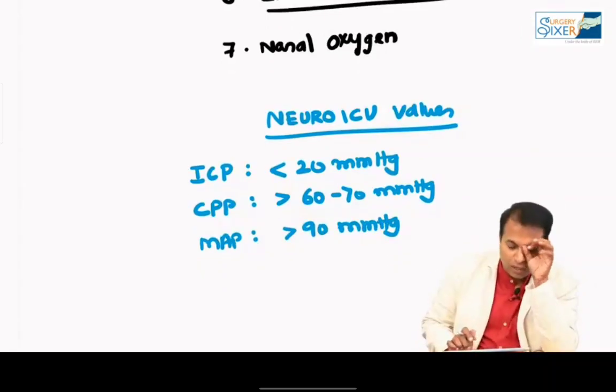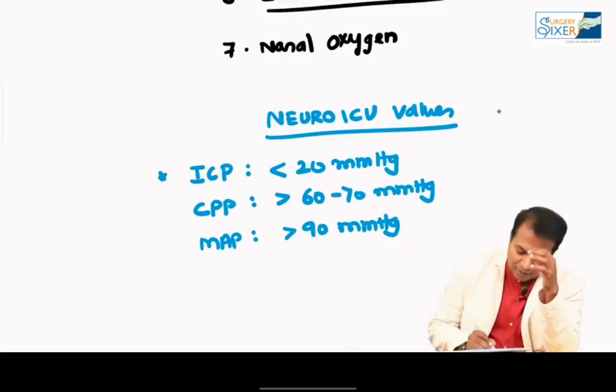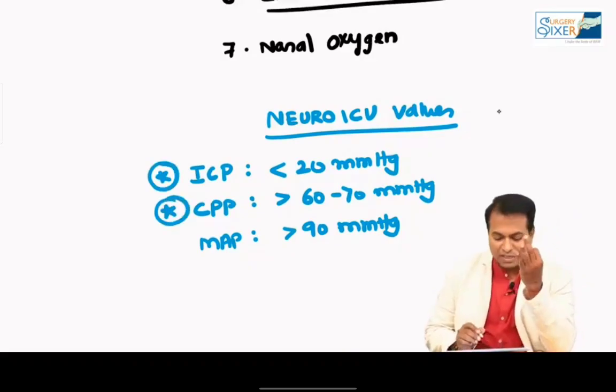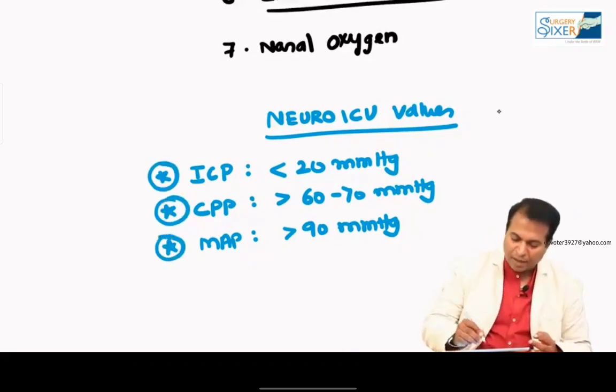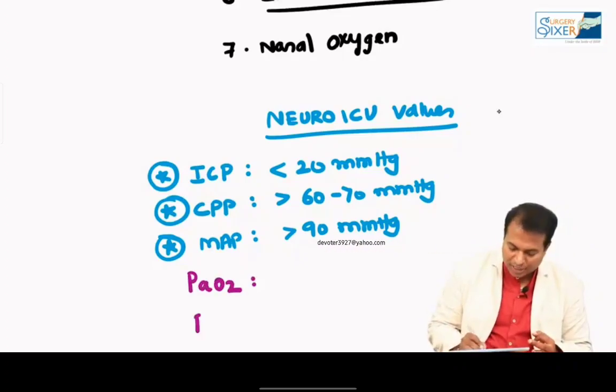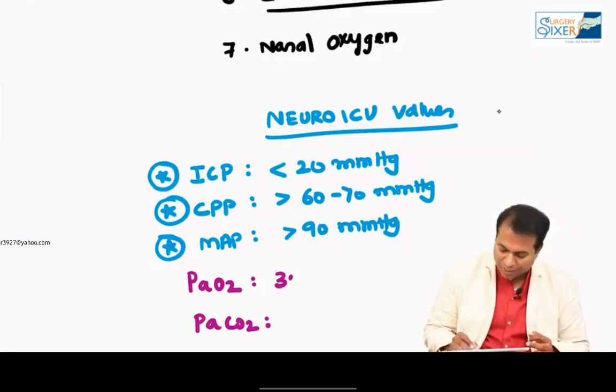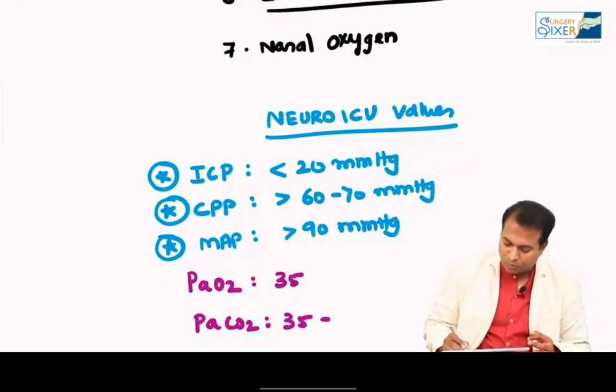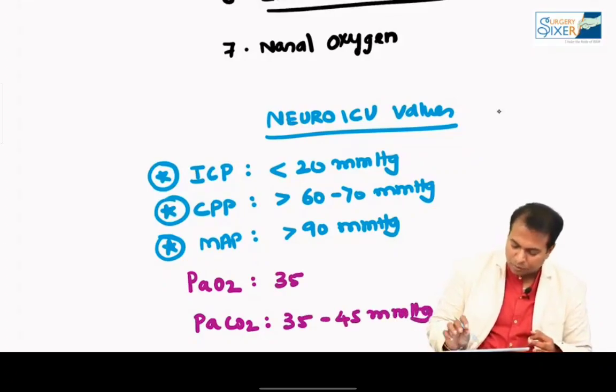To maintain adequate blood supply to the brain, what are the things you should do? Maintain intracranial pressure less than 20, cerebral perfusion pressure 60 to 70, mean arterial pressure more than 90. Along with this, we also should maintain partial pressure of oxygen and partial pressure of carbon dioxide at certain values: CO2 should be maintained at 35 to 45 millimeters mercury, and oxygen should be maintained at 80 to 100 millimeters mercury.